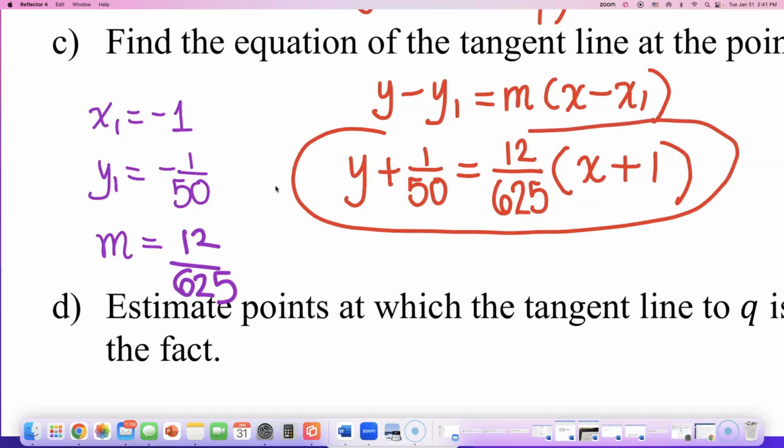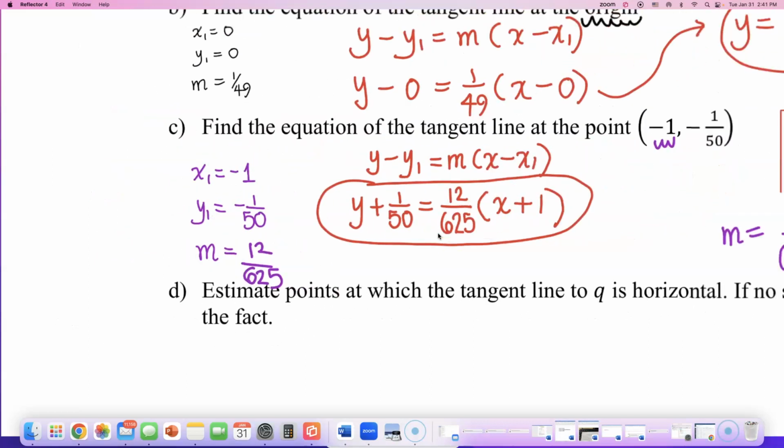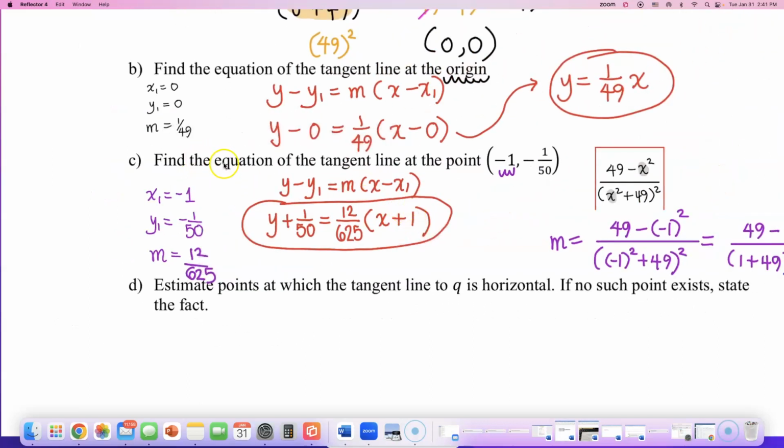I don't think we need to distribute and subtract 1 over 50 to put it in slope-intercept form. They just said equation of a tangent line. That's an equation, all right. So I'm not going to change that into slope-intercept form. All right, let's do the last one.